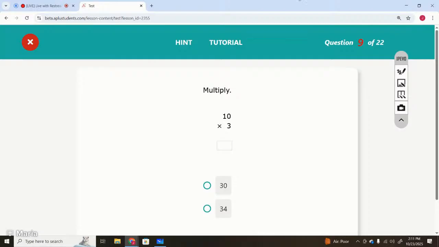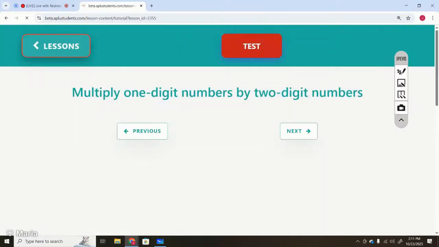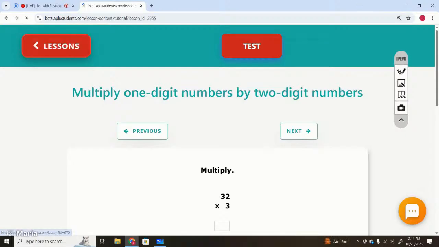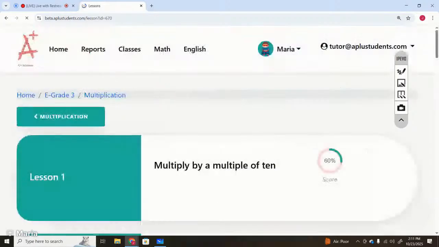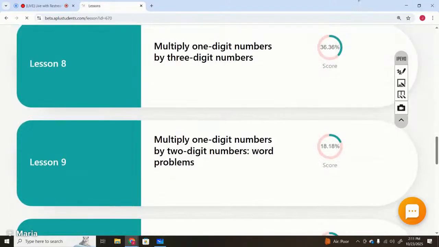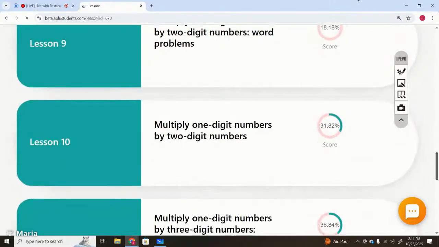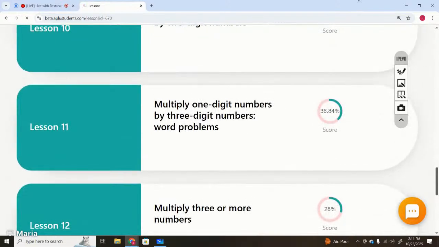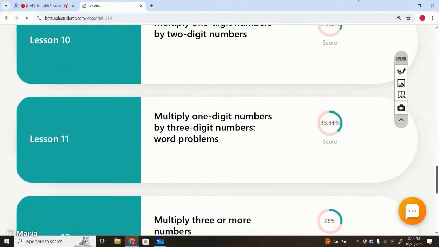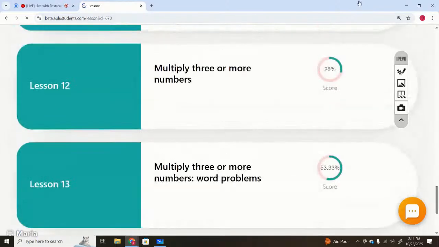Okay, you can complete the lesson by yourself later today. Let me just move on to this lesson. Multiply three-digit number word problems. Word problems you can do on your own, right? Three or more numbers.